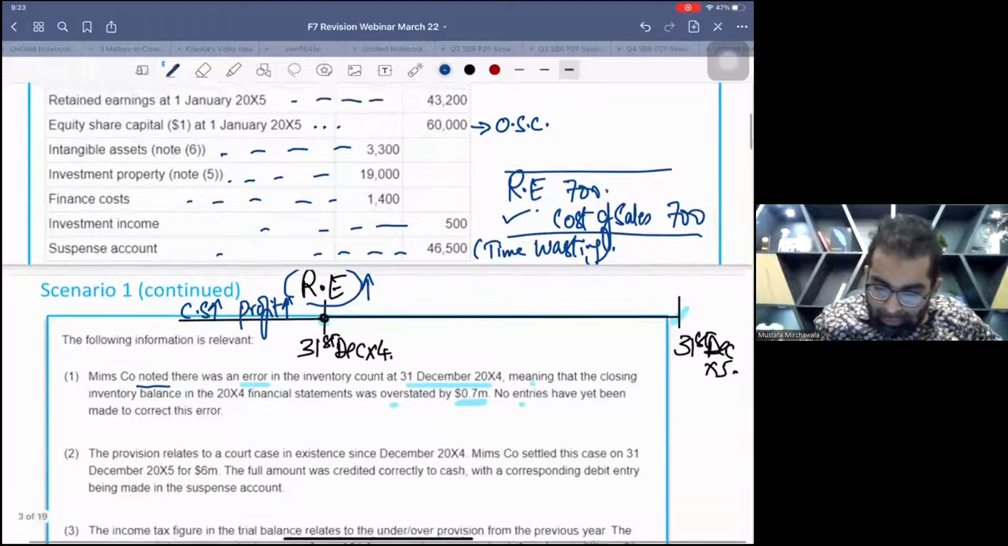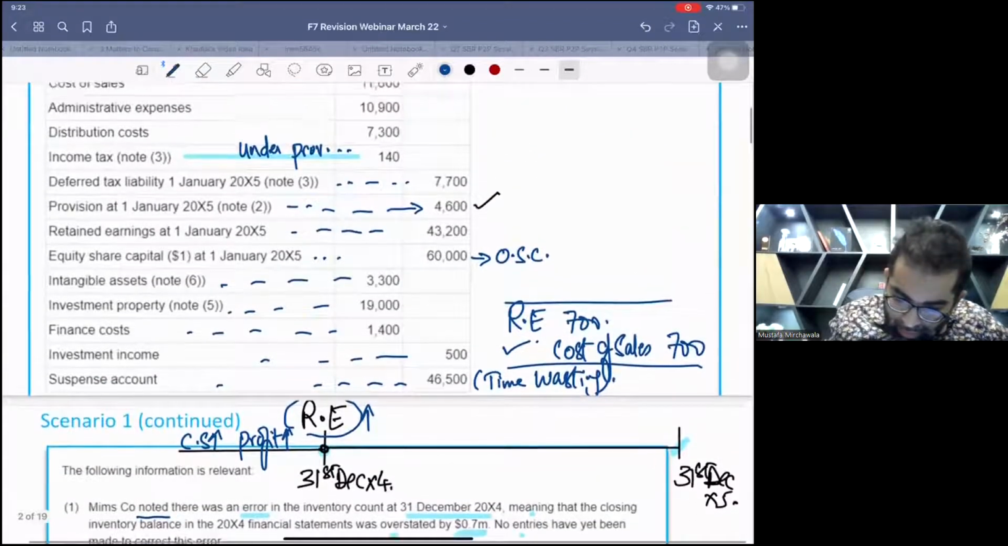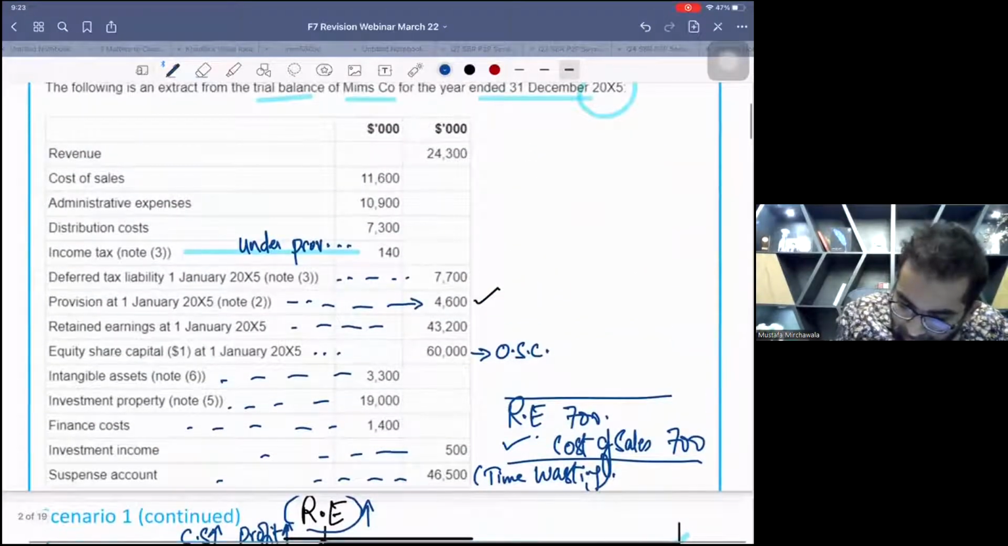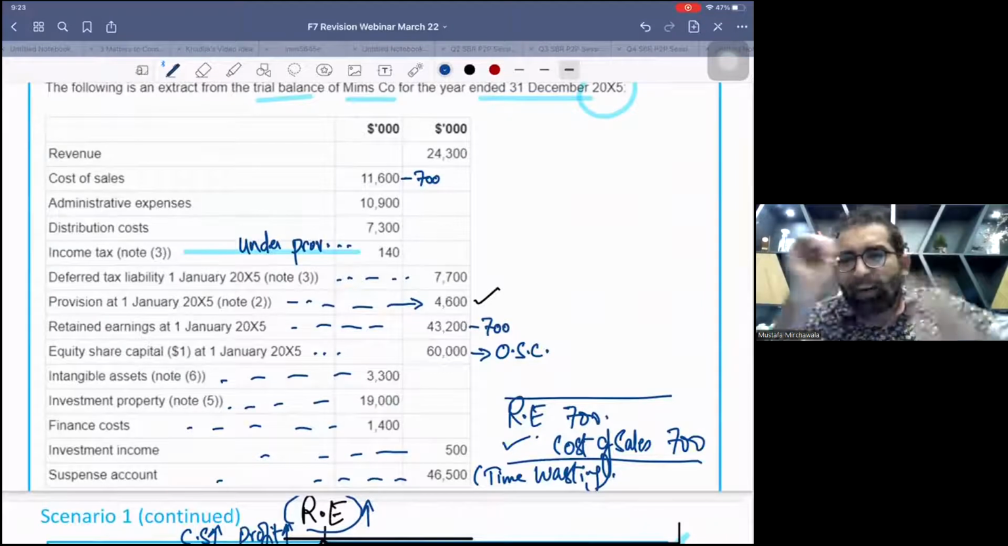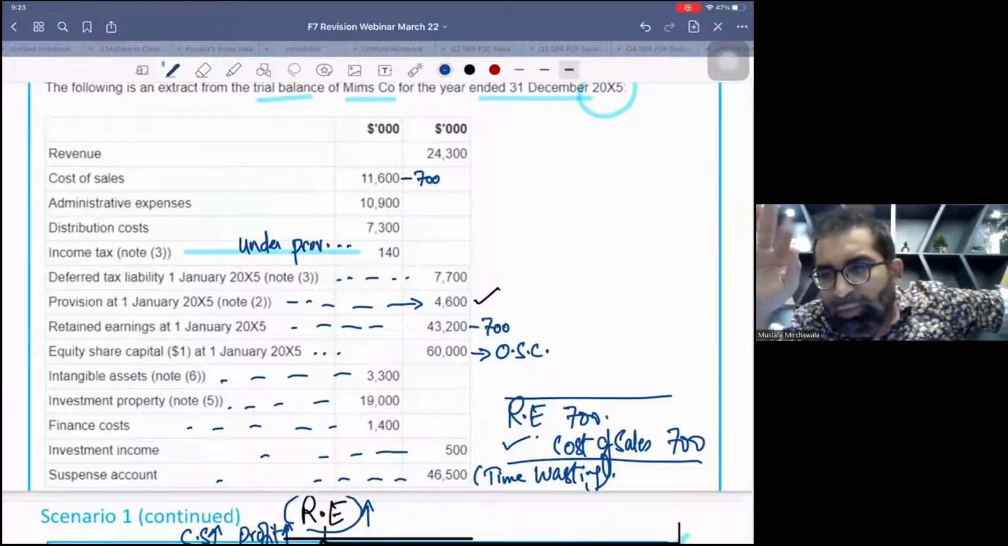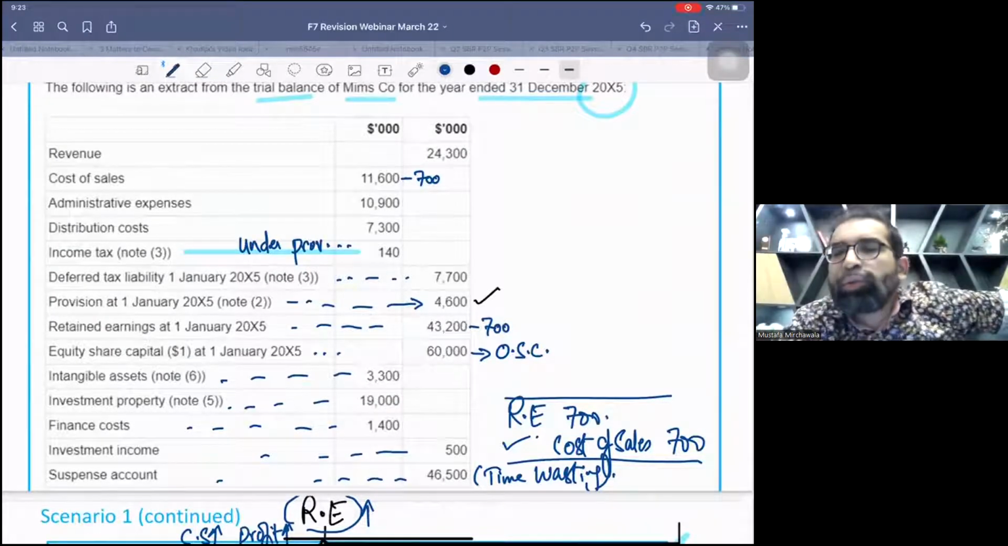And what you have to do, see this. This is cost of sales, just reduce it by 700. This is retained earnings, also reduce it by 700. That's it. Now, how to post it? Cost of sales. Obviously, I will make the income statement in front of you.